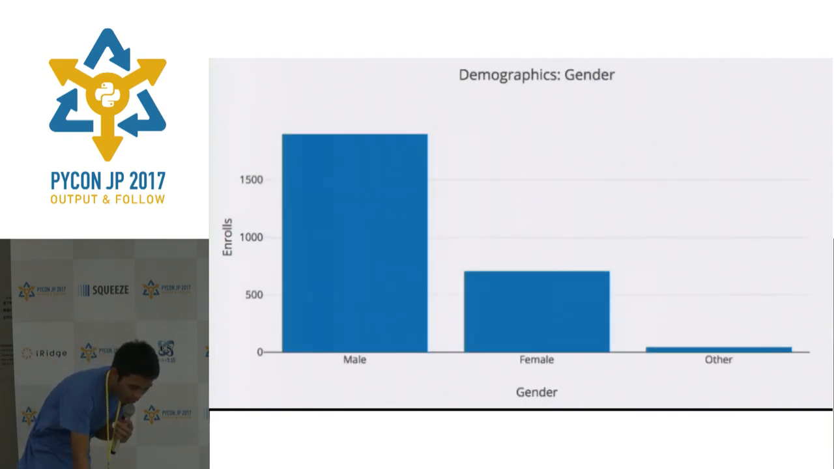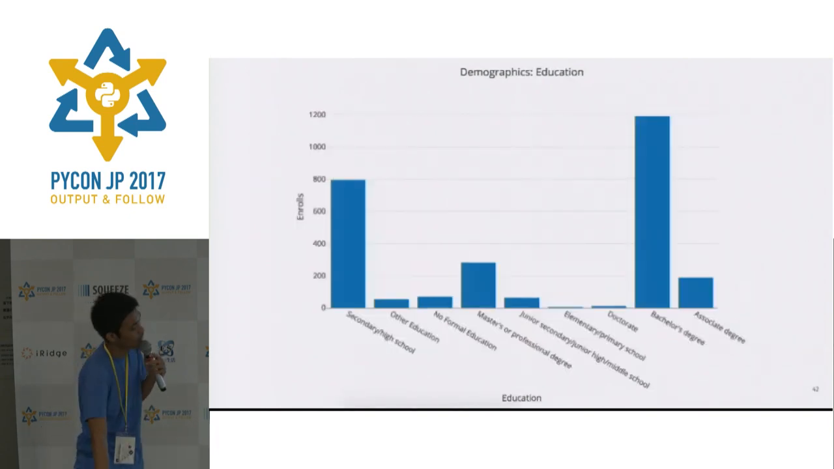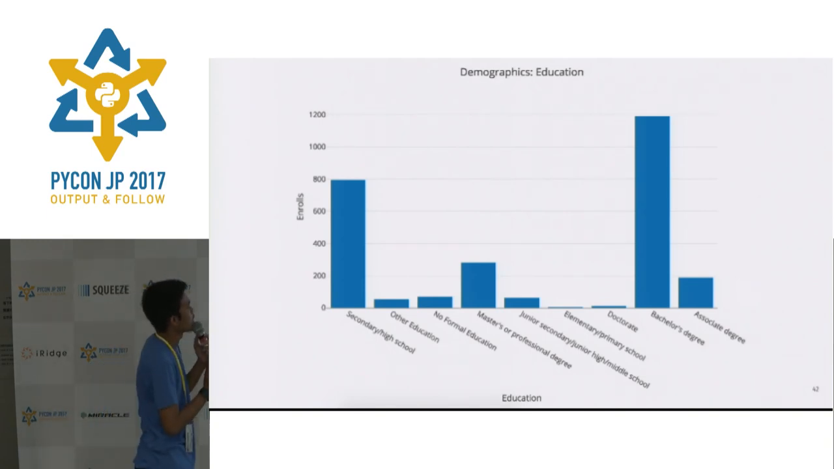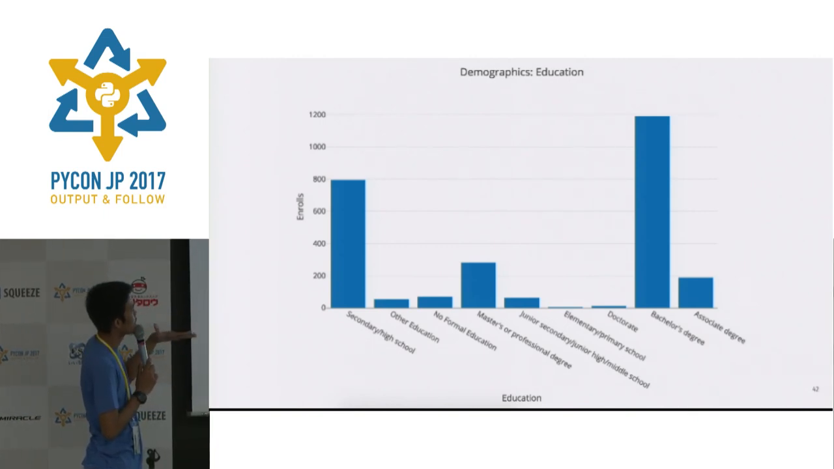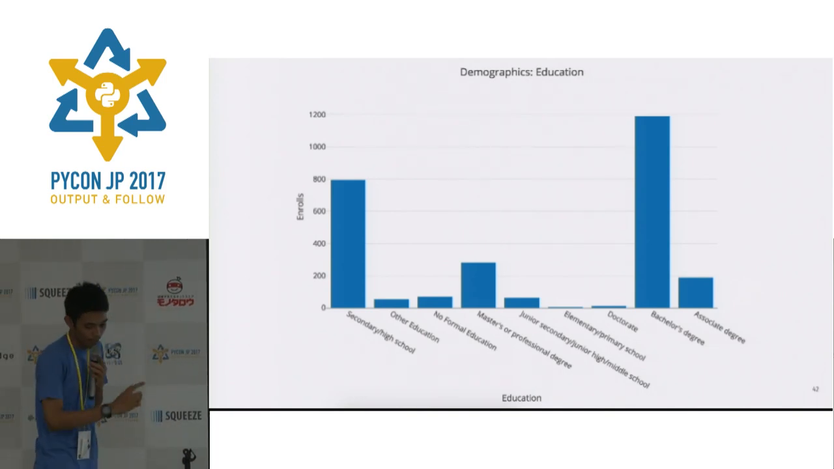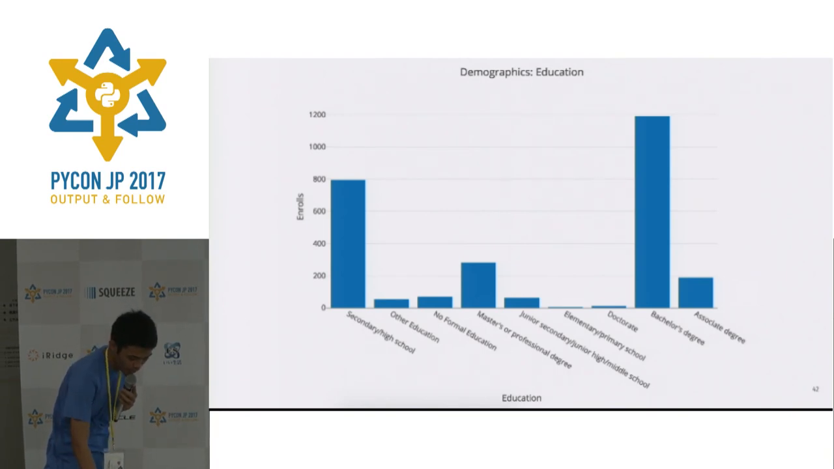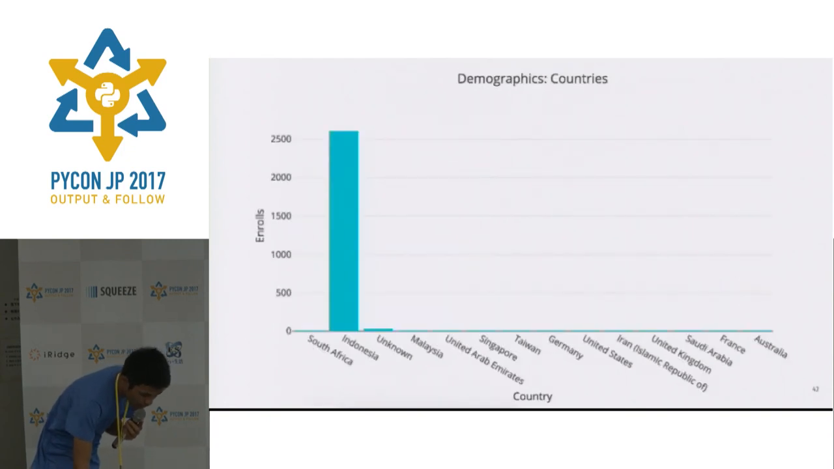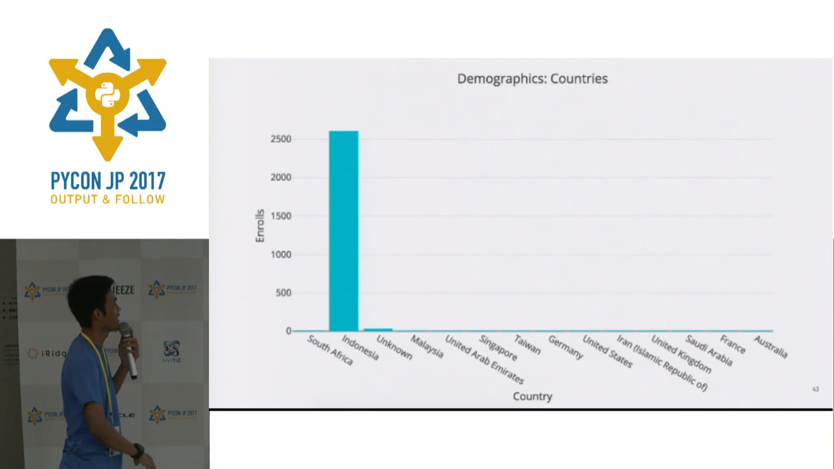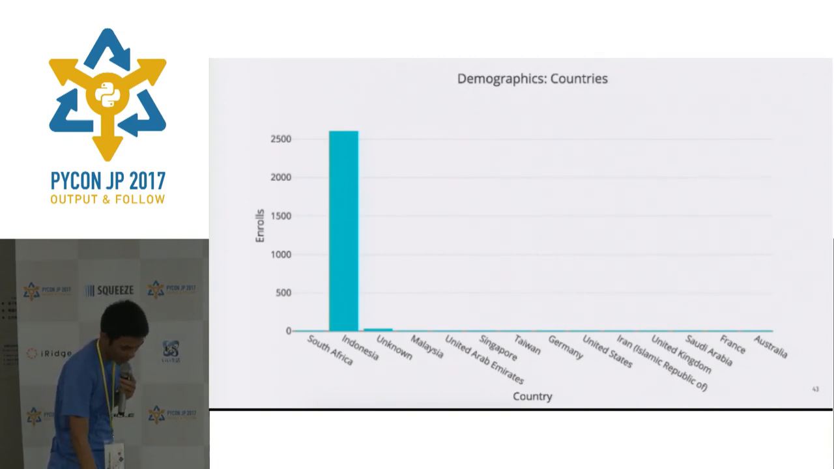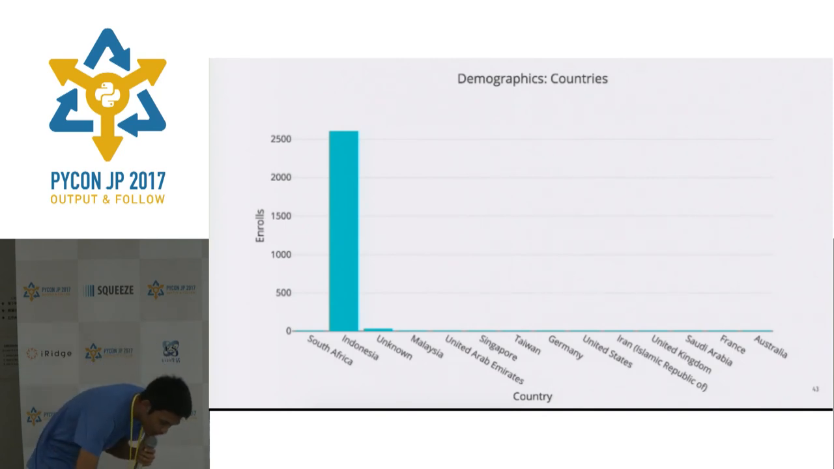And now this one, most of the gender is male. And this one is their education. The most common level of education interested in the startup course is high school and bachelor, the students from the bachelor degree or first-time students in the university. And this one, okay, because our user base is in Indonesia, most of our registrants come from Indonesia.